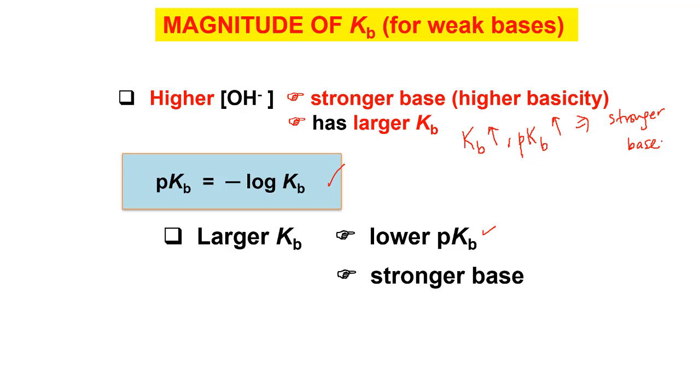So the higher the concentration of hydroxide ion, the stronger the base. Jadi nilai Kb-nya akan lebih besar. Maksudnya kita boleh relate kat sini. Apa dia? Kalau concentration OH minus higher, nilai Kb dia higher. So pKb value lower. Maka dia adalah stronger base.